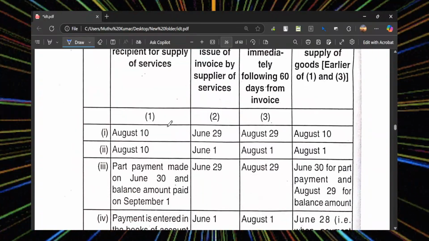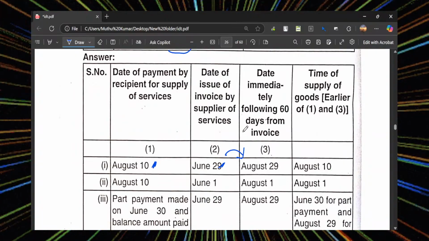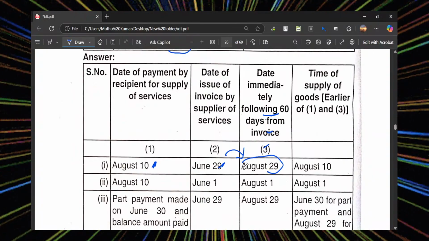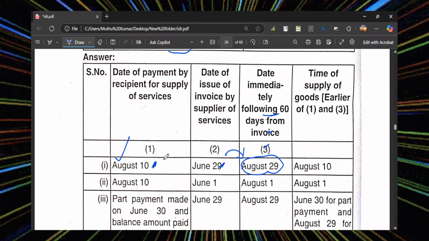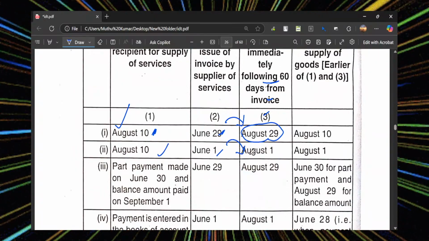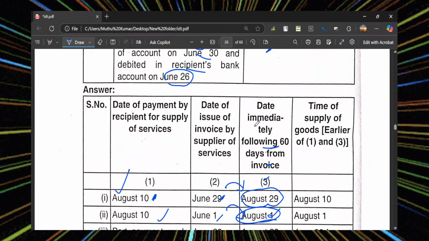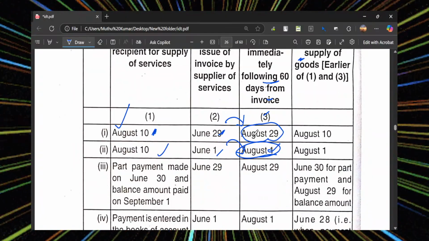We'll see. I have received payment on August 10. Date of invoice is June 29. From that, 30 days, June, July, August, 60 days. Okay, in this case, it's actually 60 days from June 29. So whichever is earlier. In the case of such a mechanism, June 1 plus 60 days is August 1. So August 1 or August 10, it is August 1. This is the date of time of supply of goods.